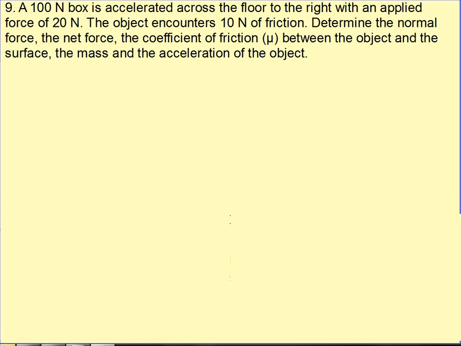Let's do another one. A 100 newton box. So when I say 100 newtons, that's got to be what? Yep, it's got to be the weight. That's Fg. It is accelerated across the floor to the right with an applied force of 20. So applied force, we're just going to call that F. The object encounters 10 newtons of friction. Clearly this is going to be friction. Determine the normal force, the net force, coefficient of friction between the object and the surface, the mass, and the acceleration of the object. We're asking for a lot of stuff, but you can do this.